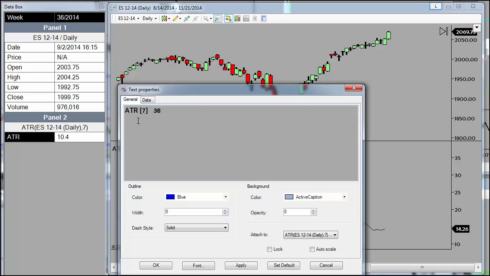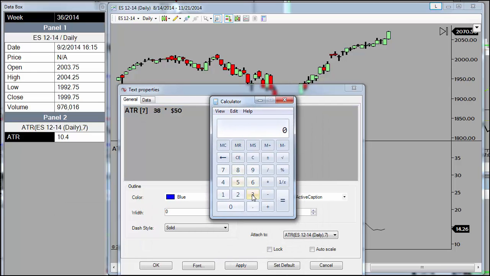I'm going to use 38 for a round number. Multiply that times the point value for that particular market. So the S&P 500 trades at $50 a point. And then that gives us our bang for our buck, or our potential range for the day. That's high to low opportunity. We're going to pull in the calculator. We take the 7-day ATR, which is 38 points, multiply it times the S&P 500 is $50 per point, equals $1,900 of opportunity every single day in that market.